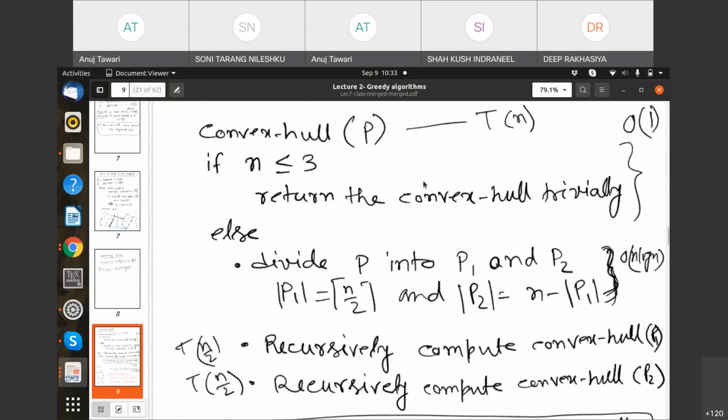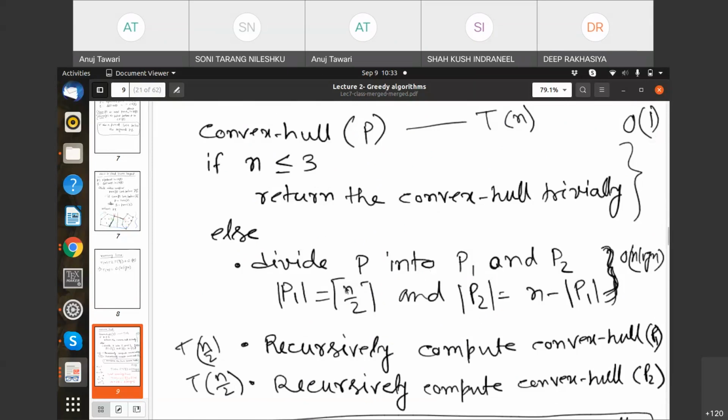So here is just a description. If n is less than or equal to 3, right? If there is one point, that point itself is the convex hull. If there are 2 points, you just connect those 2 points. And if there are 3 points, you just draw the triangle made by the 3 points. So you can return this convex hull trivially in constant amount of time.